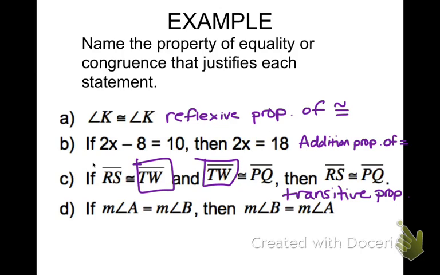And the last one, if the measure of angle A equals the measure of angle B, the measure of angle B equals the measure of angle A, is your symmetric property of equality. Or just write symmetric property, I'll be content with that. Okay? All right, so I'm going to give you your homework.